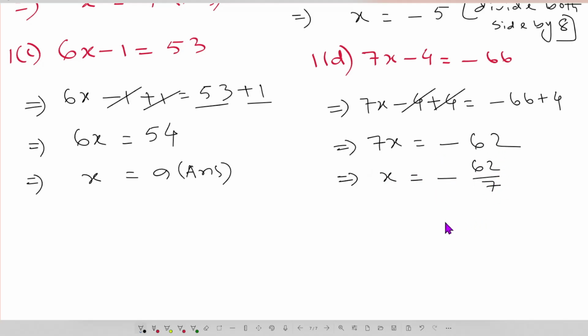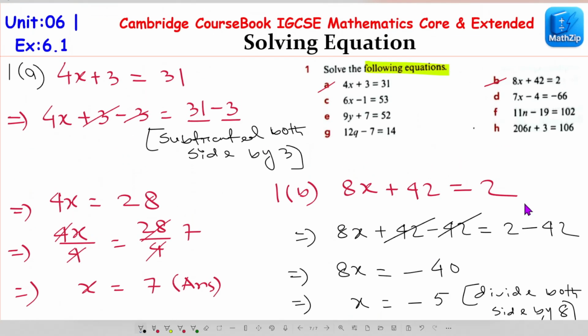This is an improper fraction. We can write it like minus 8, 7 times 8 is 56, so here is also another 6 by 7. Okay, so 7 times 8 plus 6 will become 62. Okay, so this is our answer. So number 1d done, c and d done.